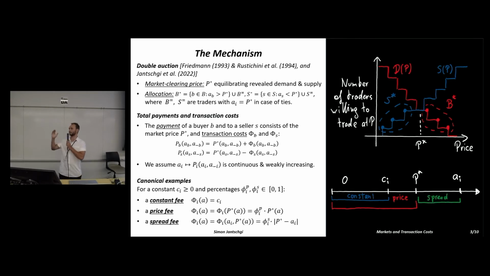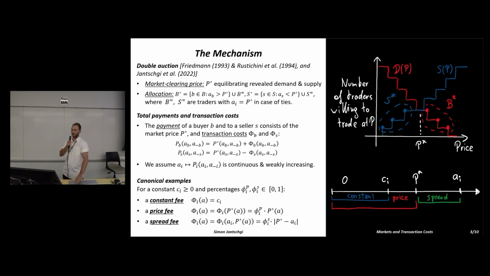The spread is the difference between the action of a buyer and the market price. And the spread fee simply is the difference between those two. A 100% spread fee would be a name-your-own-price double auction, where every buyer pays what they bid and every seller pays what they receive.